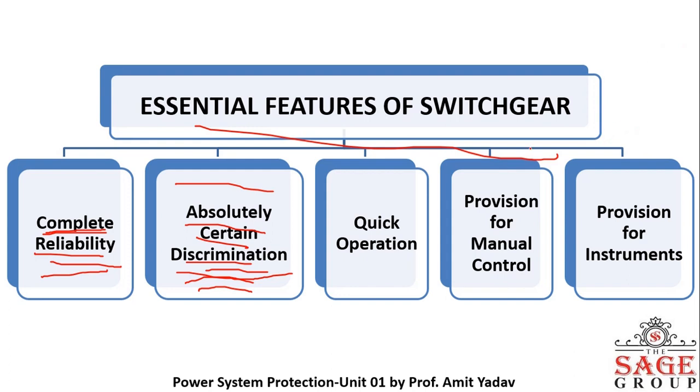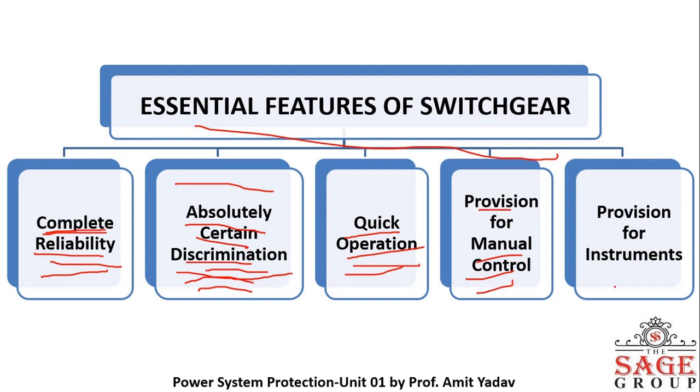Now next is quick operation. You can easily understand why we need this feature. As you know, a fault occurs within a nanosecond, so for detecting and removing the fault, we also have to trip our switchgears within nano or microseconds. That's why this feature is also very important. The fourth one is provision for manual control. Due to some maloperation of switchgears, sometimes they cannot work automatically. In that case, we must have some option to operate them manually.